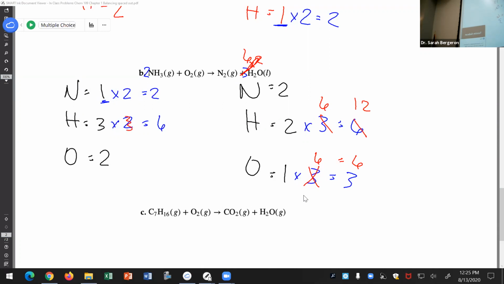So if we change this to a 4, right? What do we get? 12. So we change this to a 4. What happened to our nitrogen? 1 times 4 is 4. Okay, now what? A 2 in front of nitrogen, so times 2 is equal to 4. Oh, we're getting close. What's left? If we multiply by 3, we get 6.